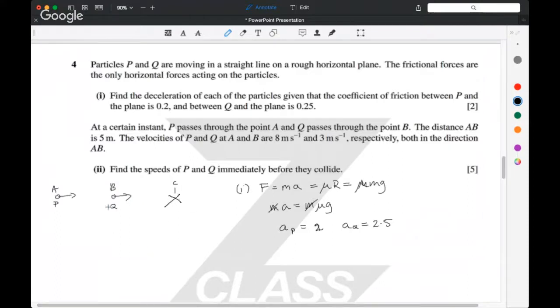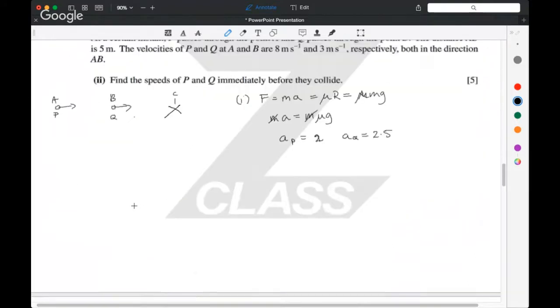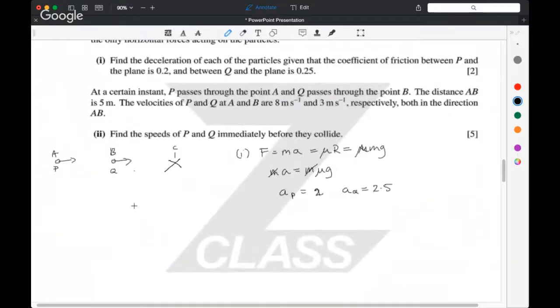Now they will collide because they are decelerating at different rates. Q is actually getting slower. It's going to be slowing down quite a lot compared to P. So let's think about this distance. We know that the distance from A to B is 5 meters. And I'm going to call this distance from B to C L. So let's think about the motion of P. Well, we can use the constant acceleration equations. And we say that P has to move 5 plus L meters.